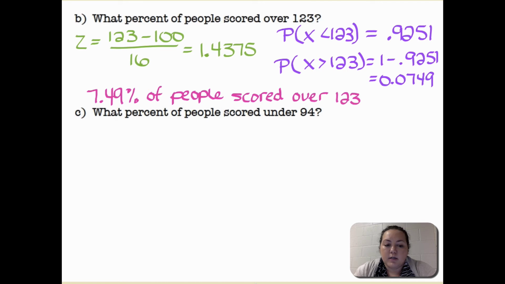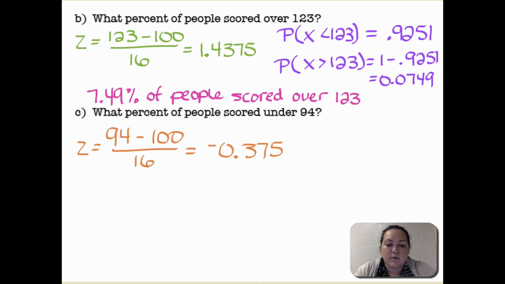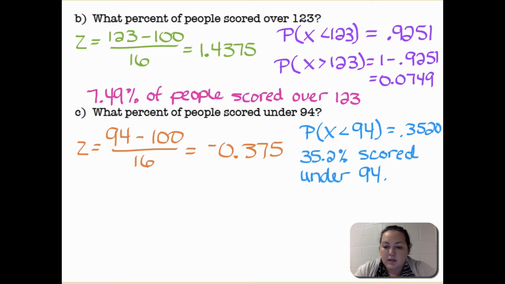And then the next question, what percent of people scored under 94? So 94 minus 100 over 16. That gives me a z-score of negative 0.375. So the probability that x is less than 94 will be 0.3520. So I found that z-score on my table and I matched it up. So 35.2% scored under 94.